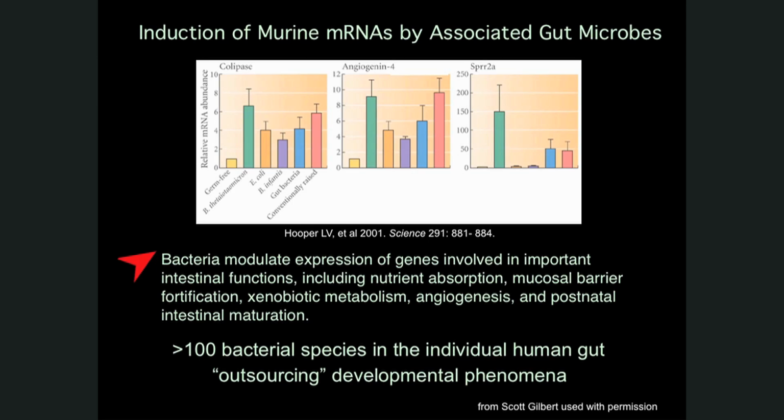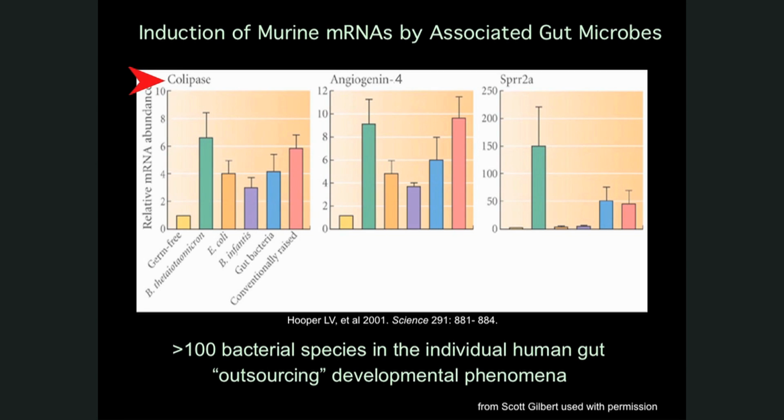Bacteria modulate the expression of genes involved in important intestinal functions, including nutrient absorption, mucosal barrier fortification, xenobiotic metabolism. That's if you eat something very strange, how it gets metabolized. Also angiogenesis, the formation of blood vessels, and postnatal intestinal maturation. Right now there's over 100 bacterial species in the gut that are being researched to see how we outsource various developmental phenomena.